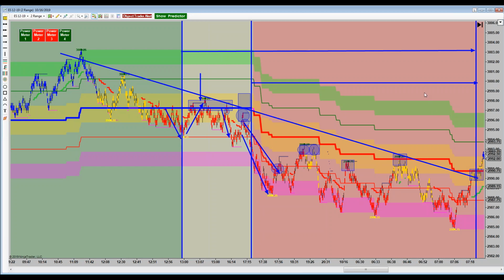Good. Each one of those looks like they made at least maybe 10, 12, a couple of them. This one probably made closer to 20 ticks. Yeah. Good.